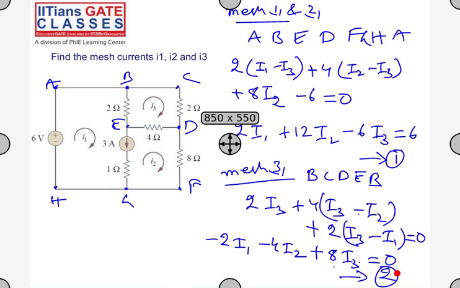So how will I get my third equation? I have three variables, I1, I2 and I3. So I have two equations in I1, I2, I3. So how will I get the third equation? Anyone? Using a supermesh equation. Supermesh equation is this one. The current is downward direction, so it is I1 minus I2. So I1 minus I2 is equal to 3 amperes.